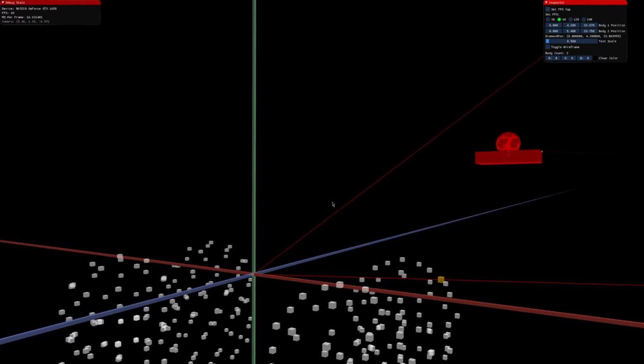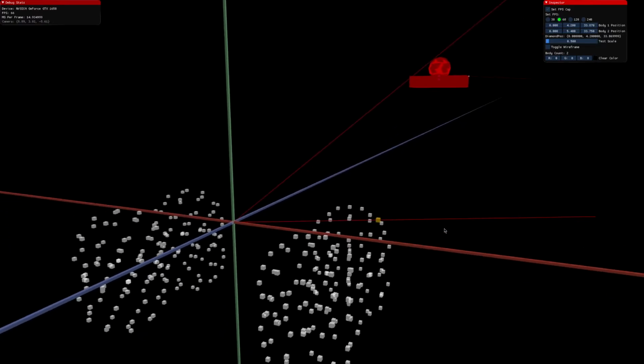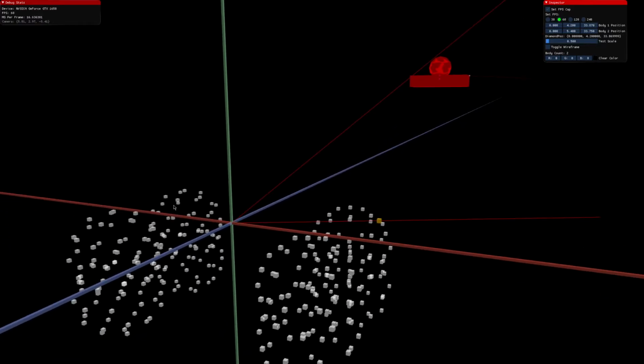So the first thing GJK does, it tries to find a support point in some random initial direction. So in this case, I choose 1, 1, 1, and the support point for this on the Minkowski difference is this yellow point here. This is basically a point which is aligned the most. Basically, the dot product of this vector, this yellow position minus the origin, has the maximum dot product with this direction that I've chosen. This is basically the highest projection also, right? So yeah, I selected this support point first.